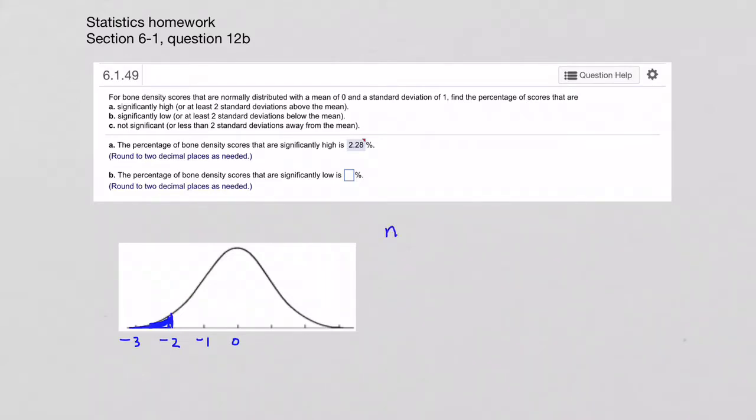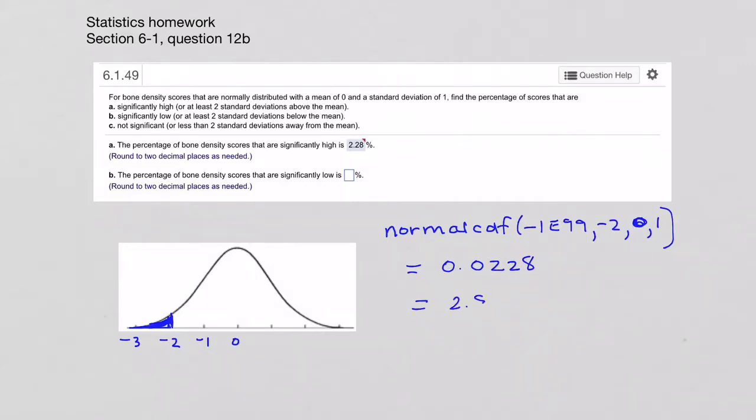But if I were to type it in, I would be typing in normal CDF. Open. I'm going from -infinity to -2, and then 0. Oops, that's a 0, not a 6, and 1. And this is going to give me, again, 0.0228, or 2.28%. And that's the answer for that one.